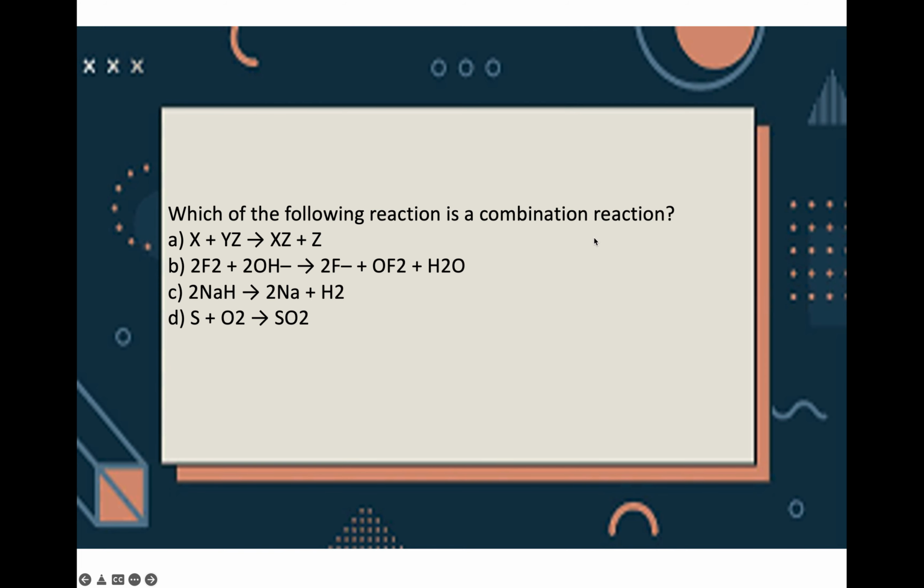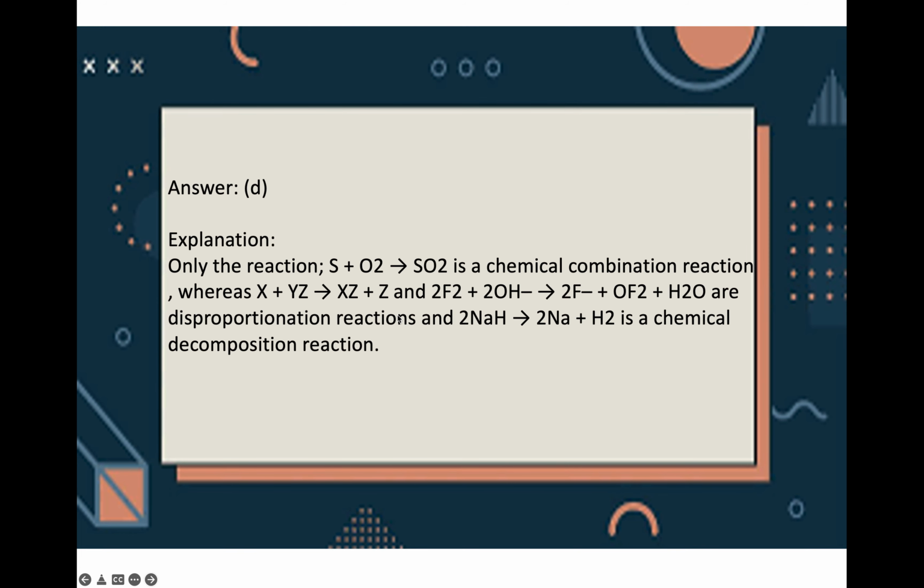So which of the following reactions is a combination reaction? X plus YZ gives XZ plus Y, 2F2 plus 2OH minus gives 2F minus plus OF2 plus H2O, 2NaH gives 2Na plus H2, or S plus O2 gives SO2. Combination: here you can see what a combination reaction is. S plus O2 gives SO2. Only this is a combination reaction, because the others are displacement and disproportionation reactions. And 2NaH giving 2Na plus H2 is a decomposition reaction.